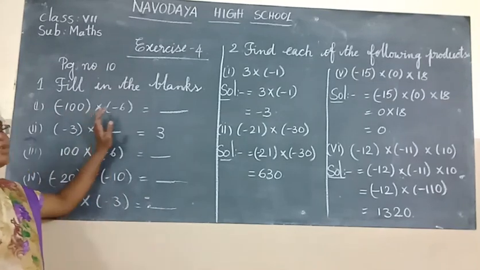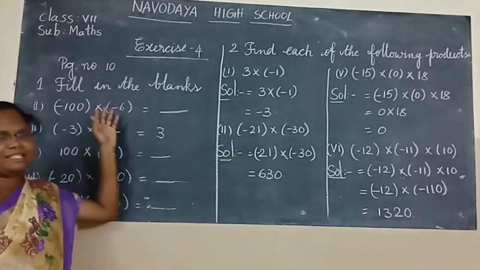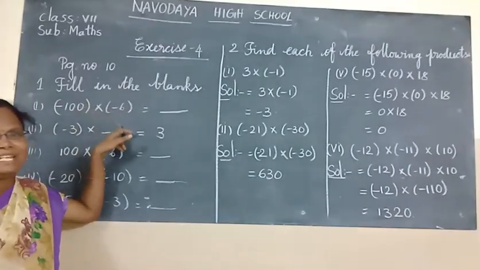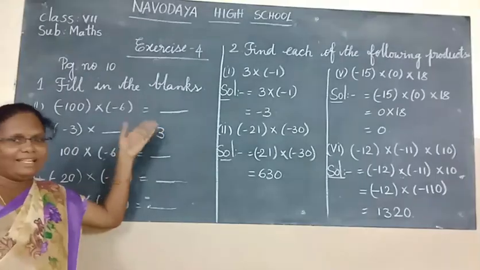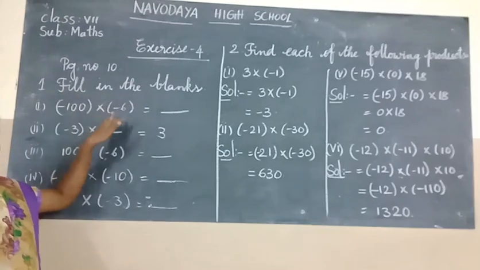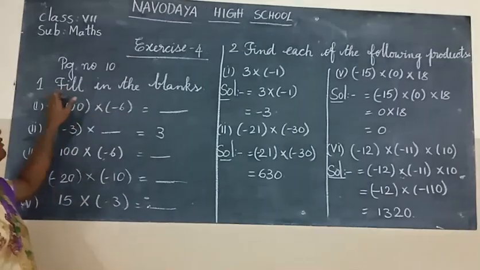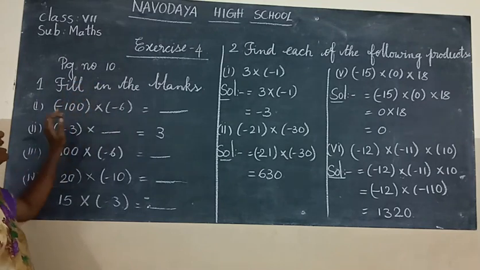Children, exercise 2: represent the following additions on a number line and compute them. Exercise 2 you have to learn. Exercise 3: represent the following subtractions and solve them, you have to learn in exercise 3. Now exercise 4, we have to learn multiplication of integers. First, fill in the blanks. Page number 10, maths textbook, fill in the blanks.